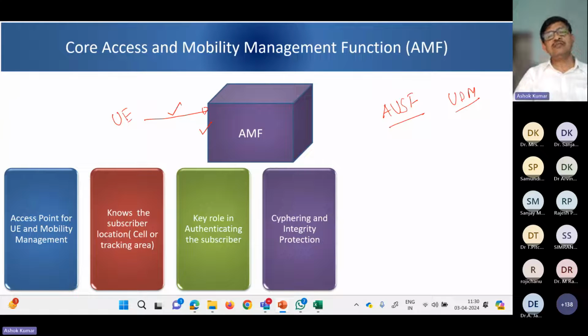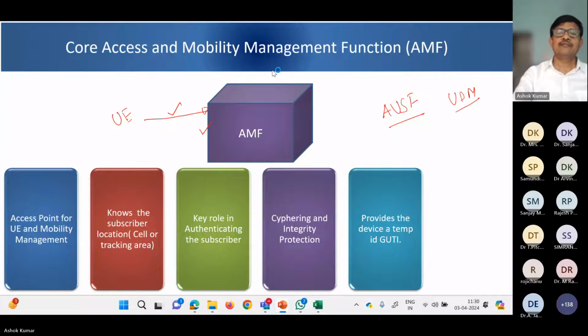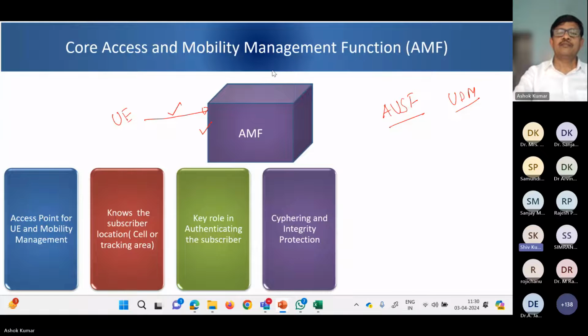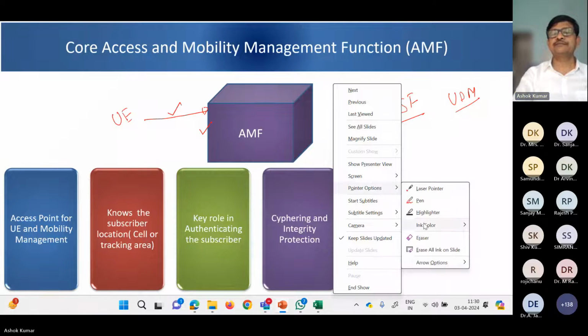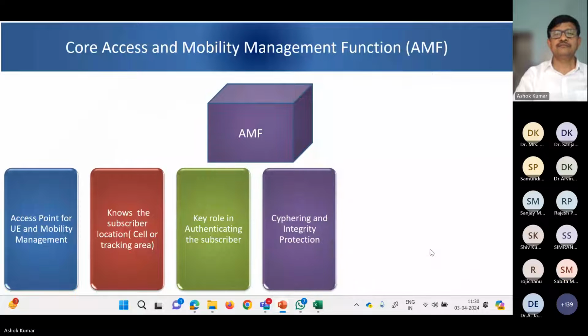The next function of AMF is ciphering and integrity protection. For what purpose do we do ciphering? Any guess? And for what purpose do we do integrity protection? Any answer, what is the purpose of ciphering and integrity protection here? So, data security. For data protection. Right. So basically two things.